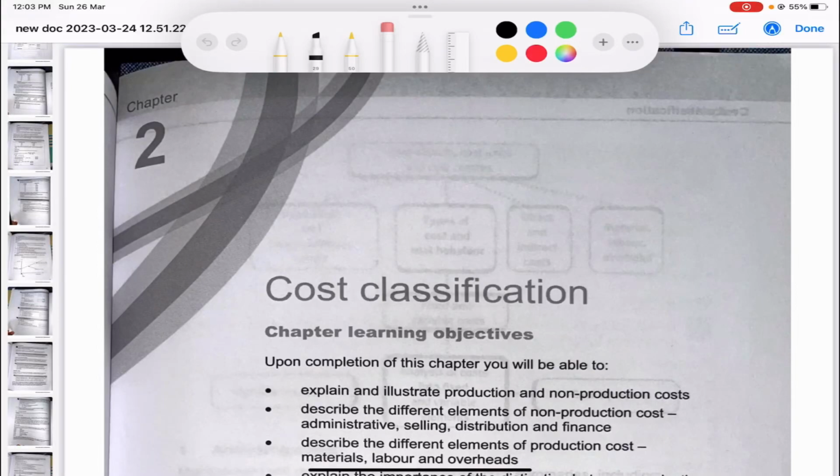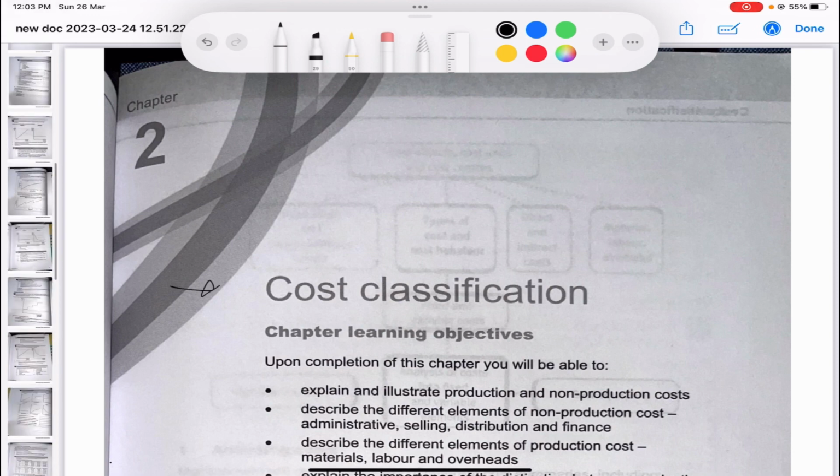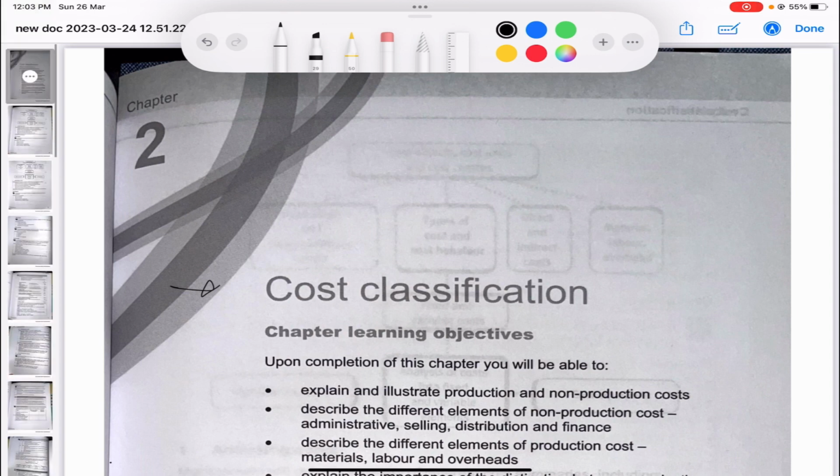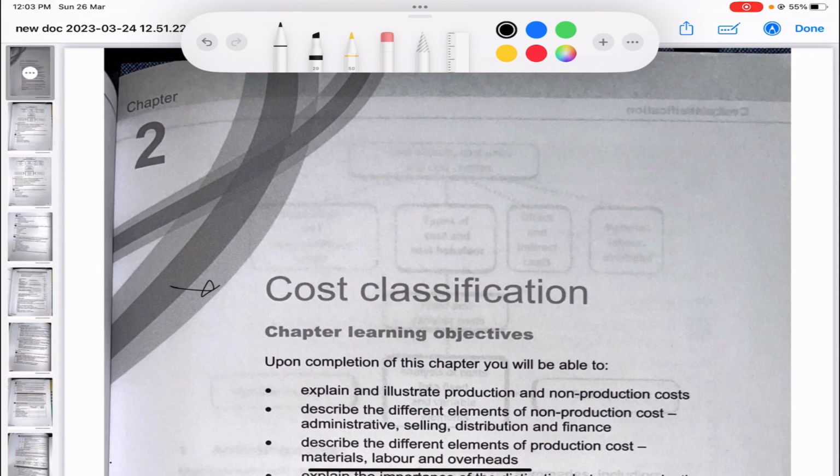Hi everyone, in this video we will be starting with chapter number 2 of ACCA F3, which is the cost classification. So I'll be taking 3 to 4 parts to complete this chapter because I don't want to load you all with a lot of information. We will go slow with it.